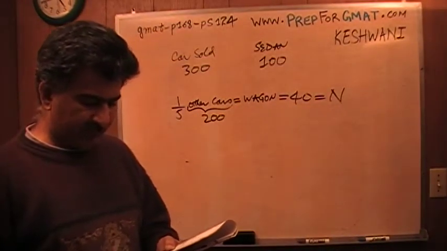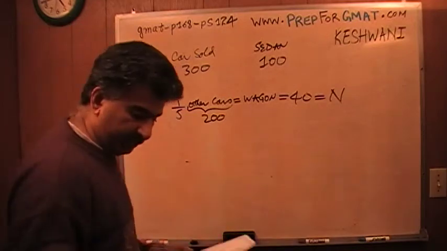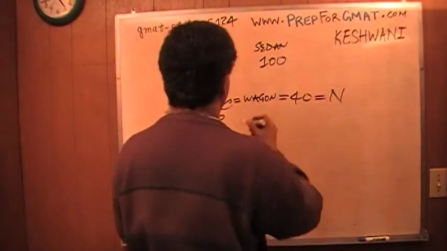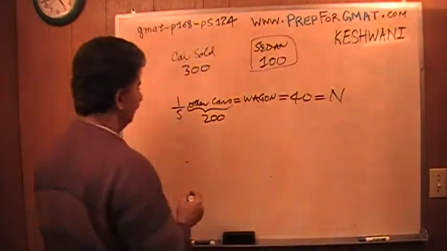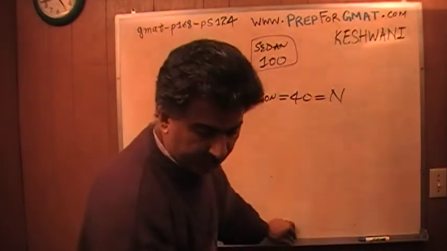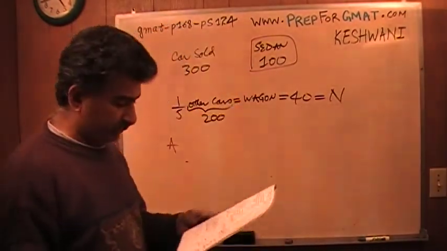How many sedans in terms of n were sold? How many sedans? Well, there you go. That's what I call the punchline. The punchline here is how many sedans, right here. So I'm going to go through my answer choices. Wherever I see n, I'm going to put in 40 until I find something that gives me 100. Let's get going.